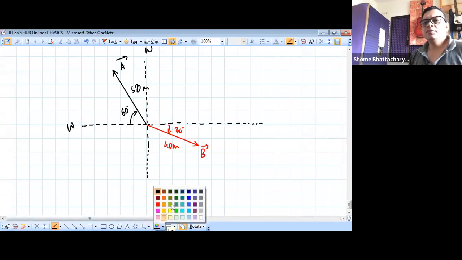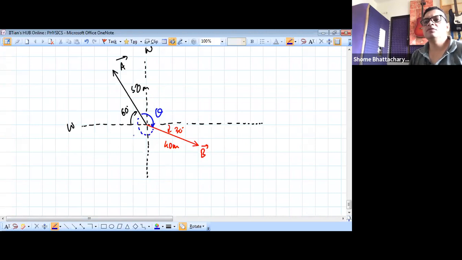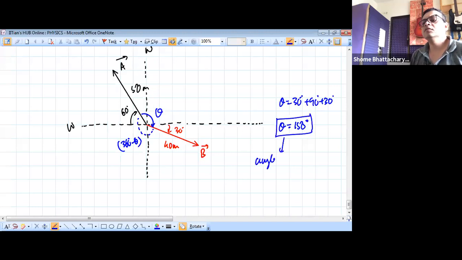So now you can see the angle between the two vectors that I want, that is this angle. I can say this, or I can also say this. But it's easier to say this one. If that one is theta, then this is 360 minus theta. You can see over here that theta is 30 plus 90 plus 30, or theta is 150 degrees. So the angle between A and B is equal to 150 degrees.